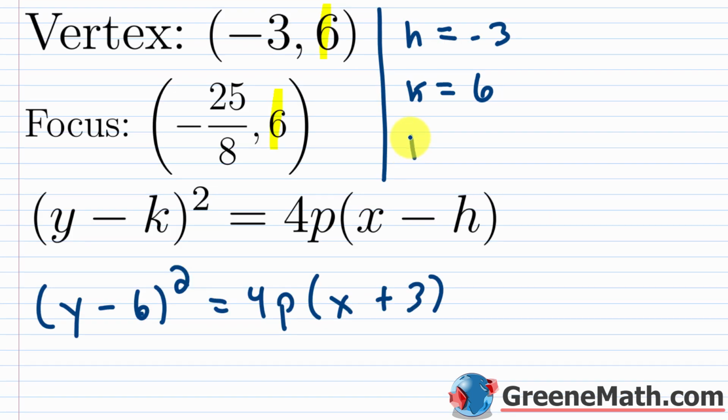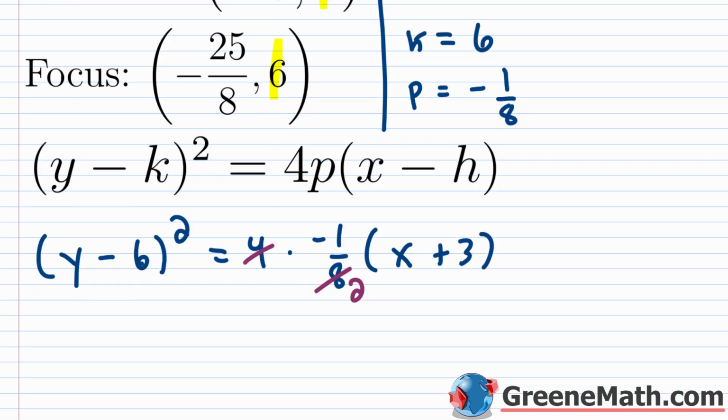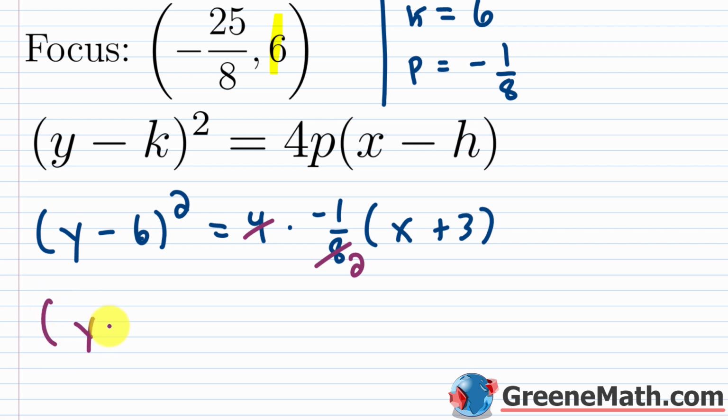So coming back up, we'll say p is equal to -1/8, and we'll just plug that in right there. Let me actually just rewrite this. So this is x plus 3 right there. So this is times -1/8. 8 divided by 4 is 2. So let's slide down and just simplify. This is the quantity y minus 6 squared is equal to -1/2 times the quantity x plus 3.